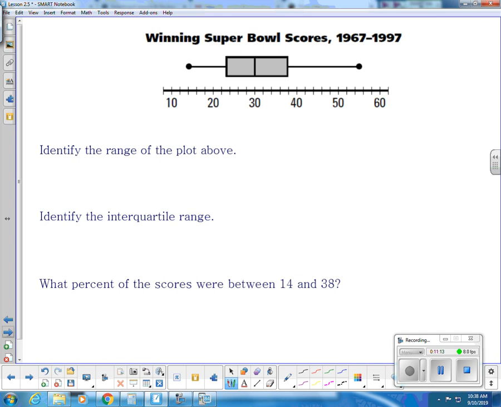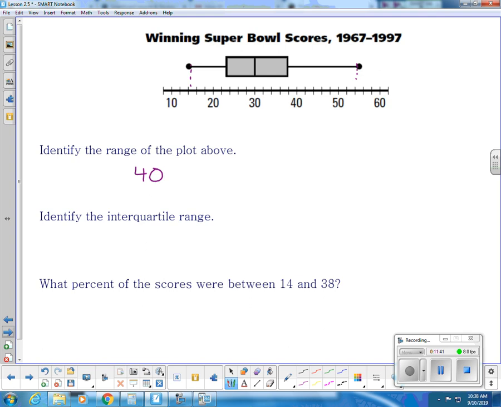So, identify the range. This is kind of hard. These are going by twos. That's 52, 54, 14, 54, 14, 40. By the way, Browns, not even on this. I think the Steelers were on there probably, what, 5 times? All right.